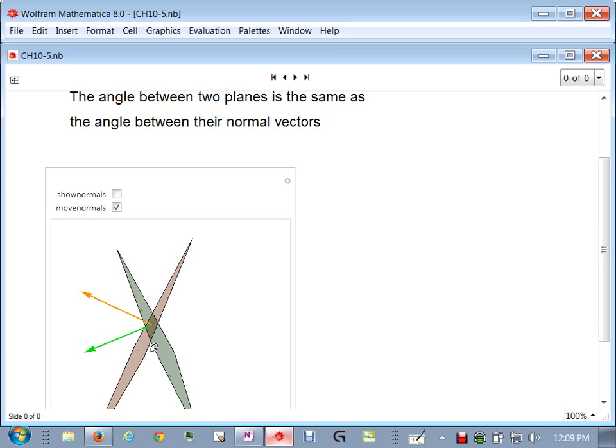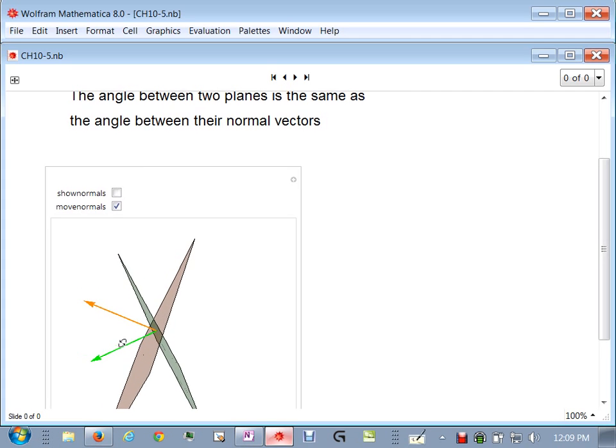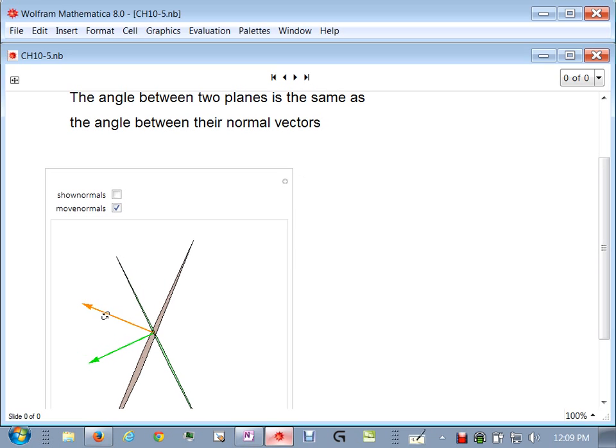If I move their normals, because the normals are vectors, right? So I can slide them around. If I move them down to that intersection point, I hope you can tell that the angle between the two normals is also the angle between the planes. Why would that be true?